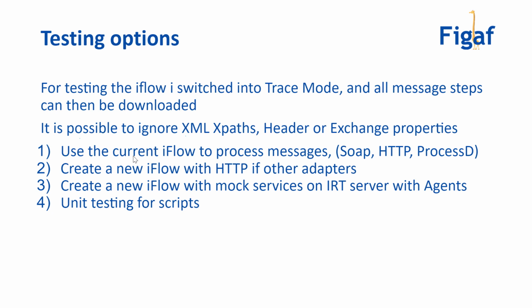So the first one is we can use the current message to test with, and this is the case if it's SOAP, HTTP or process direct. If it's process direct, we'll add another flow that can then trigger that process direct. If it's something that cannot be triggered via HTTP, it will actually create a mock service of it, which will replace the adapter with an HTTP adapter.